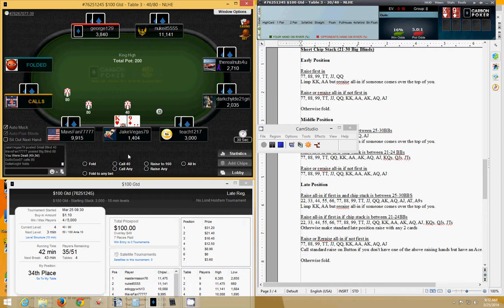King 9 in the small blind. And that raise is going to prompt us to fold.